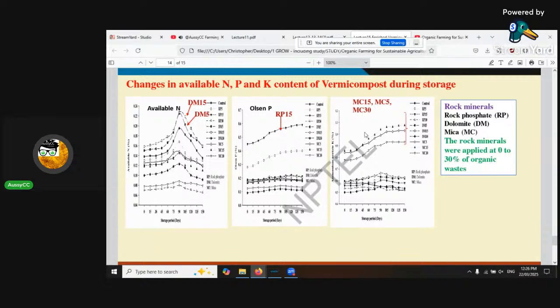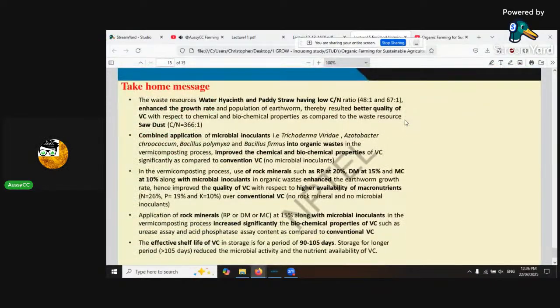The last one, storage period involving, should be potassium. It's gone up quite a bit from your mica, which said above as well. So if you want potassium, add some mica to your compost heaps. Very good. Take-home message: the water resources having low carbon enhance the growth and population of earthworms, thereby resulting in better quality of vermicompost, with a result to chemical and biological properties as compared to waste resources.